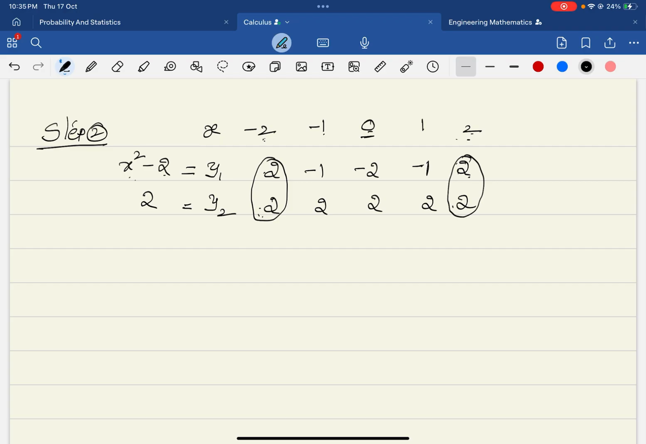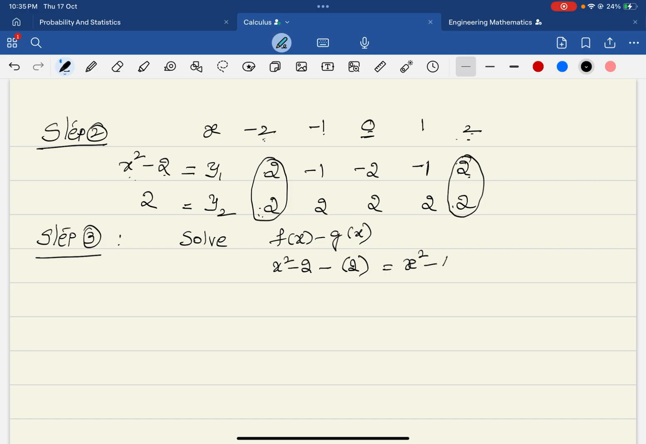So now let us go to find out the next, what is step 3. Step 3 is find the difference between f of x and g of x, that is y1 and y2. So that means we solve f of x minus g of x. So already what is f of x? It is x square minus 2 and the other function is minus 2. So it is x square minus 2 minus 2. So that is x square minus 4 we got now.